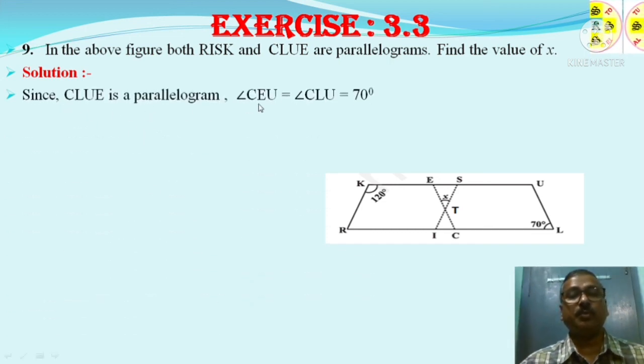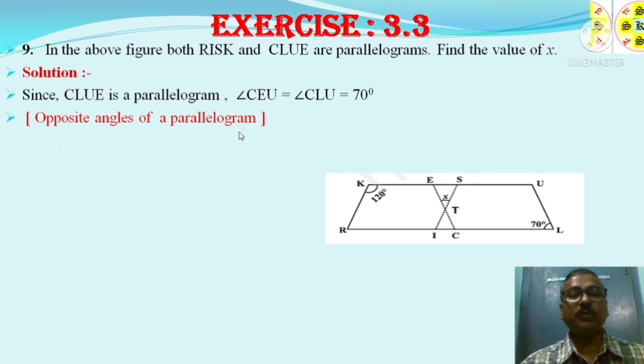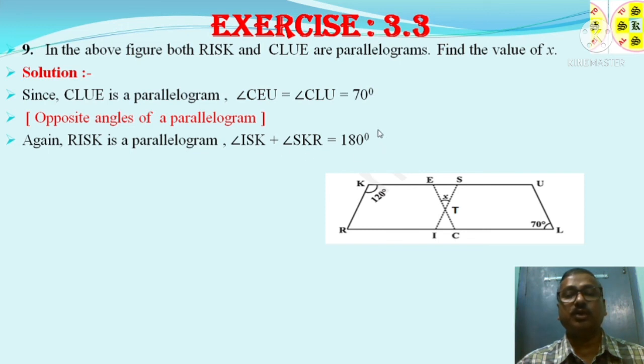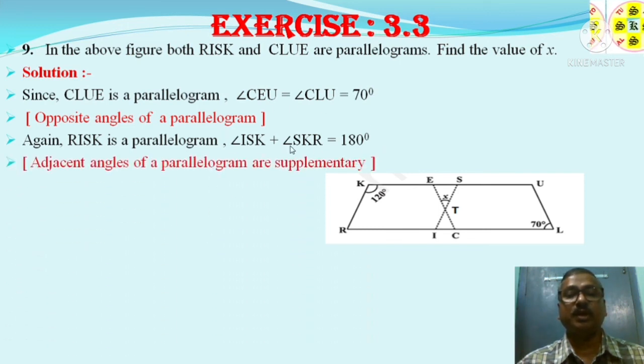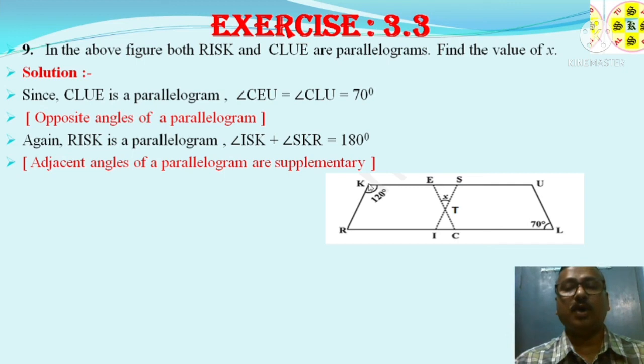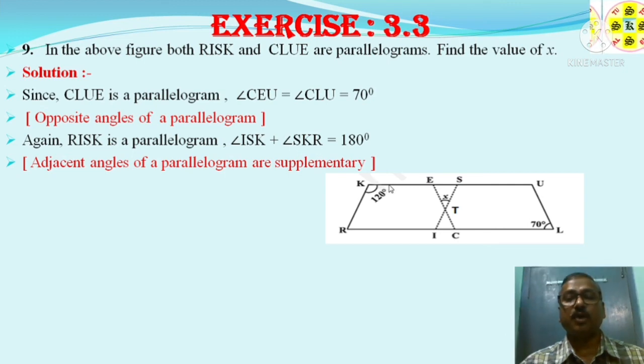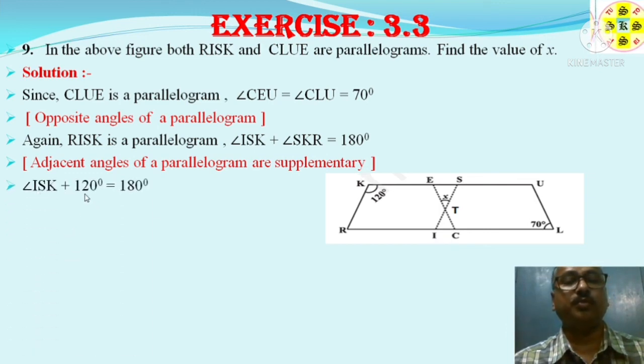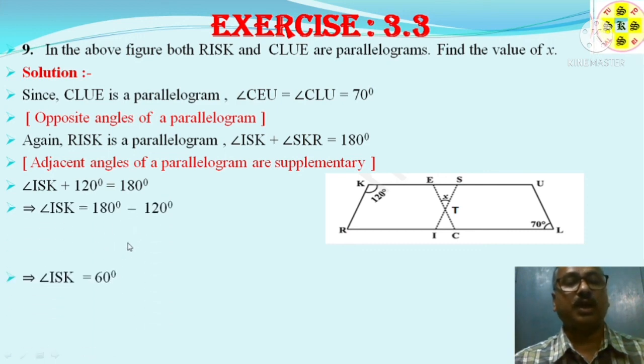Now since CLUE is a parallelogram, opposite angles CEU equal to CLU equal to 70 degree. This is because opposite angles of a parallelogram are equal. RIKS is a parallelogram, so adjacent angles are supplementary. Here SKR is given as 120, so we can find angle ISK. So angle ISK plus 120 equal to 180. So ultimately this is 60.